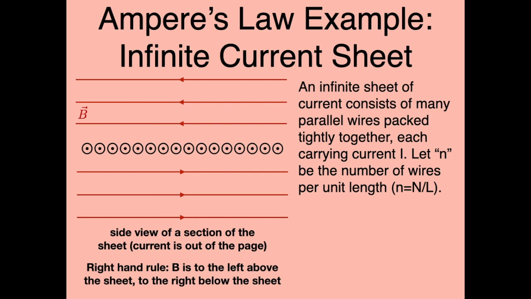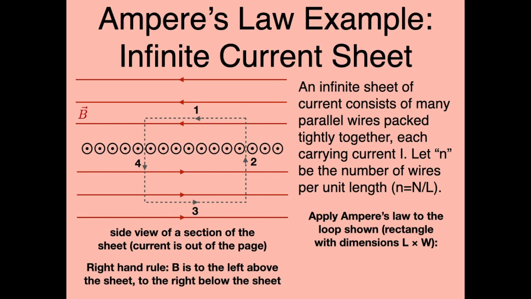Okay, the next thing is, if we're going to apply Ampere's law to this situation, we need to choose some kind of loop to work with. Now in this case, my Amperian loop is going to be another rectangle. The dimensions are L by W, and we have 4 different sides. So here, let's go through it. Side 1, that's on the top of the diagram. That's just going along the magnetic field to the left.